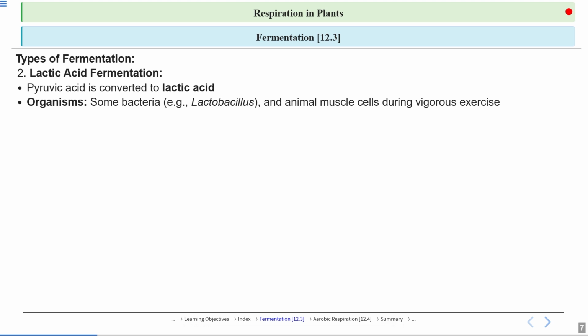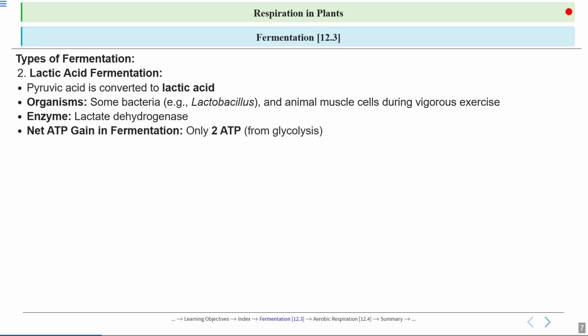Lactic acid fermentation occurs in some bacteria like Lactobacillus, which are used in making yogurt and cheese, like we have seen in the previous image. And it also happens in animal muscle cells during vigorous exercise when the oxygen runs low. Now, if we talk about the enzyme that is responsible for this conversion, it is lactate dehydrogenase. So, lactate dehydrogenase catalyzes the reaction.